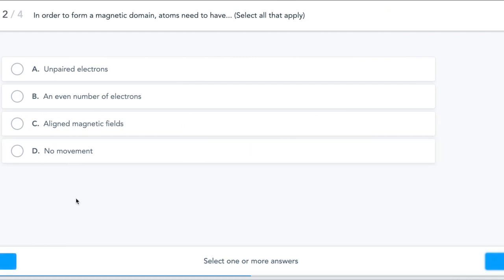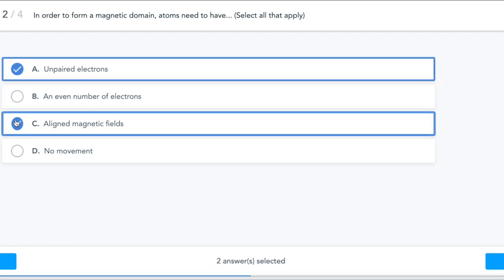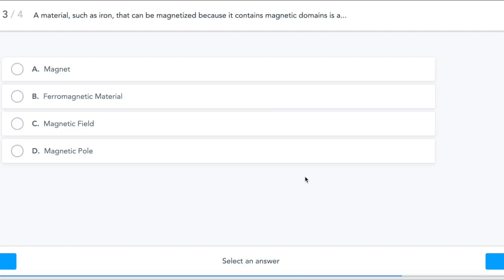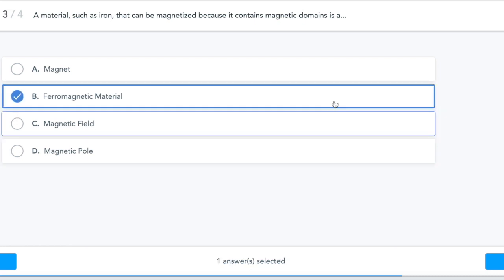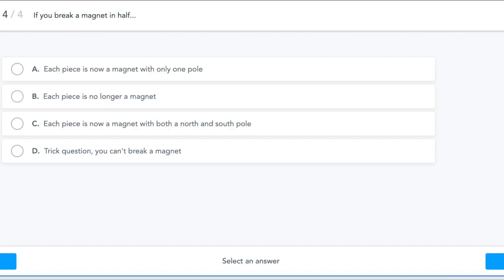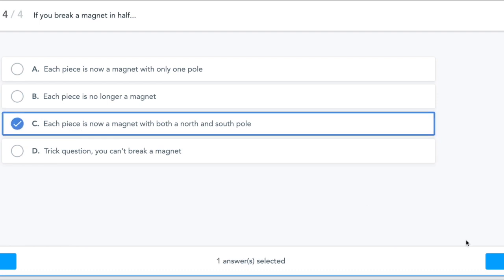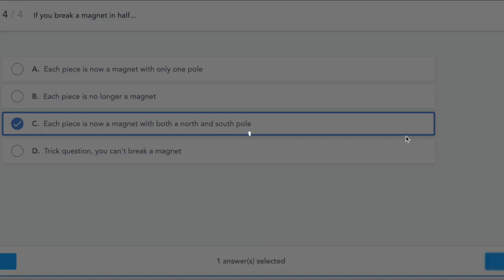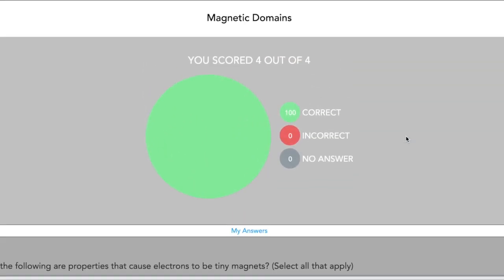In order to form a magnetic domain, atoms need to have what? They need to have unpaired electrons, and they need to align their magnetic fields in order to make a stronger magnetic field for the domain. A material such as iron that can be magnetized because it has magnetic domains is a ferromagnetic material. And if you break a magnet in half, each piece is now a magnet with both a north and south pole. So if you answer those questions like that, you should have gotten 100%.